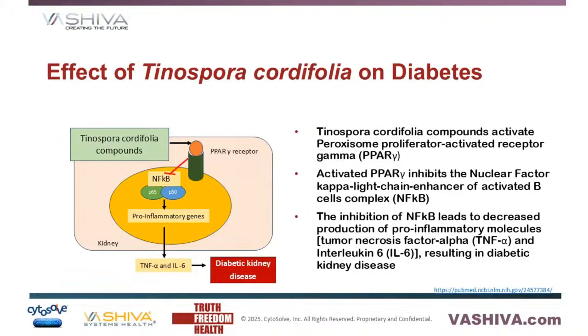By suppressing NF-kB activity, the production of inflammatory cytokines, such as TNF-alpha and IL-6, is reduced. This anti-inflammatory effect helps protect against complications like diabetic kidney disease, which are driven by chronic inflammation in diabetes.